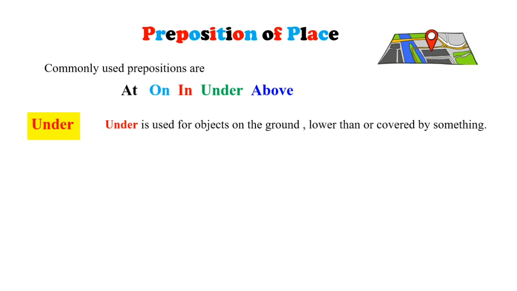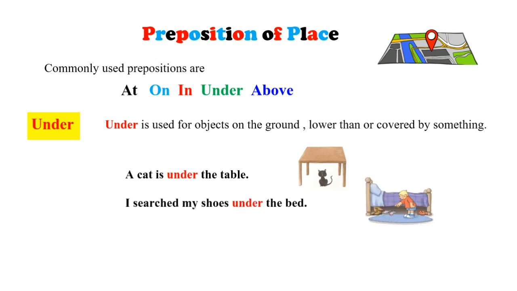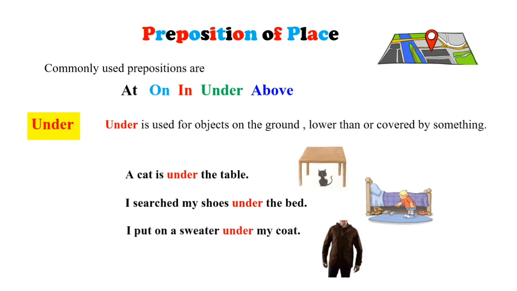Under is used for objects on the ground, lower than or covered by something. Suppose you take a table, and just below the table, something is on the surface, maybe a cat or maybe a ball, and the table has covered the ball or the cat. So we can say here we have to use under. So take an example. A cat is under the table. I searched for my shoes under the bed. I put on a sweater under my coat.